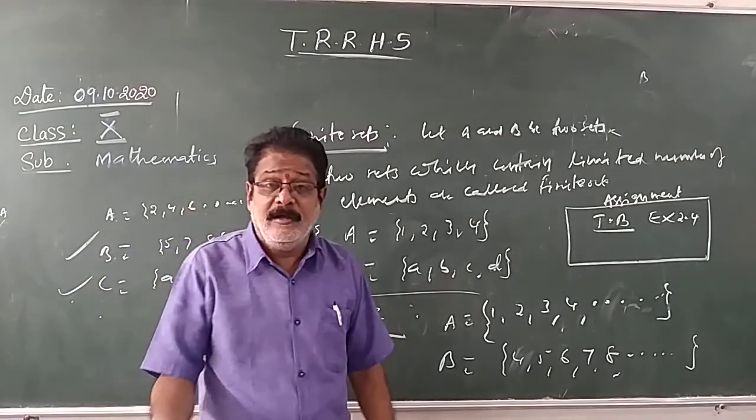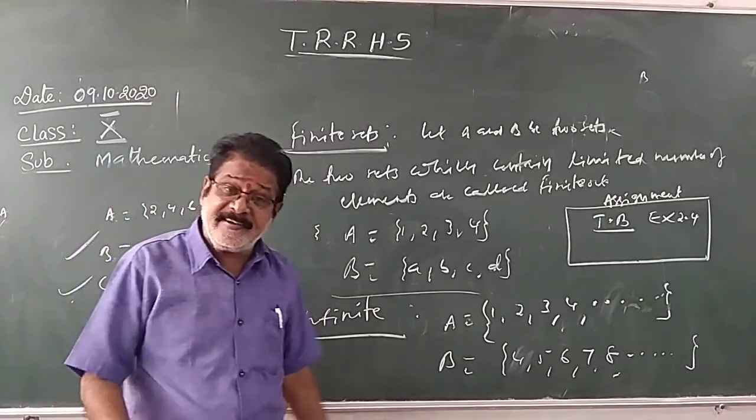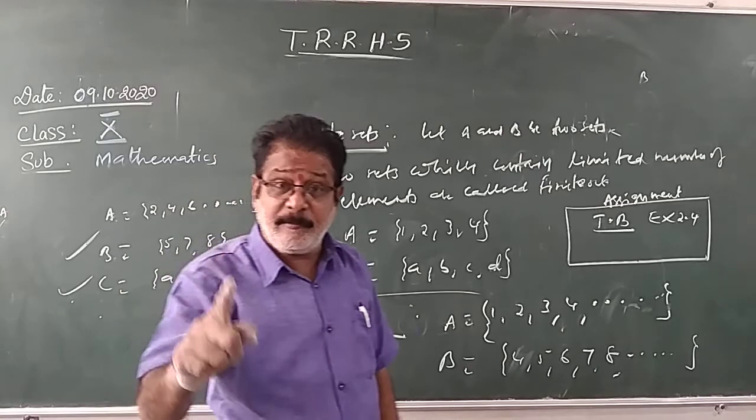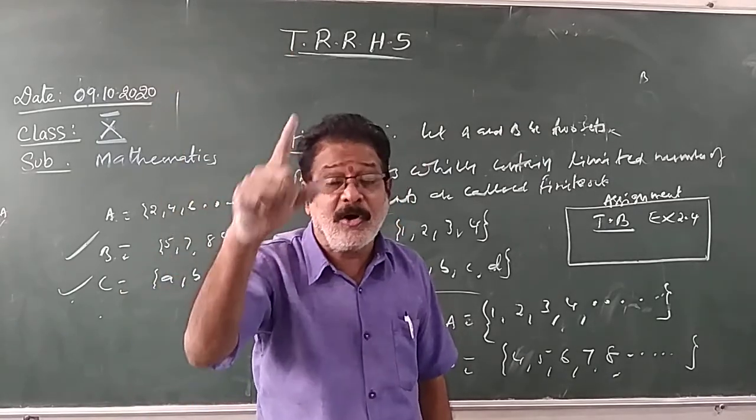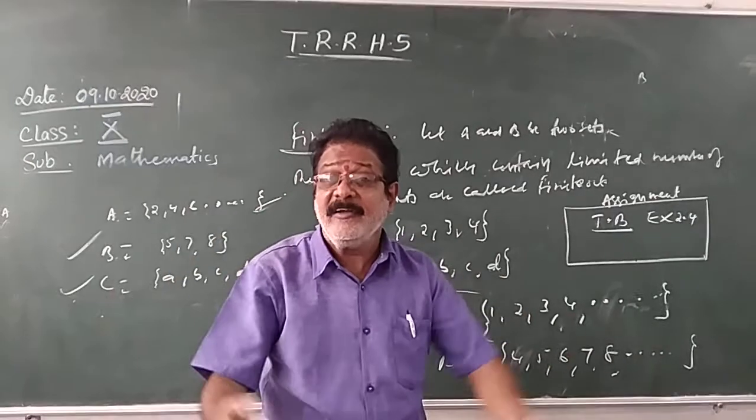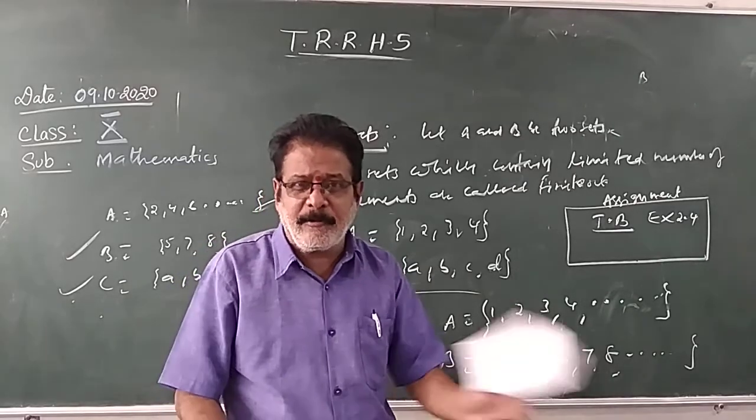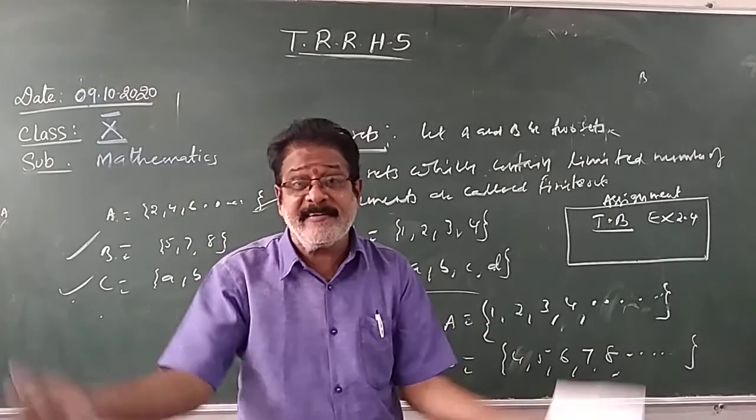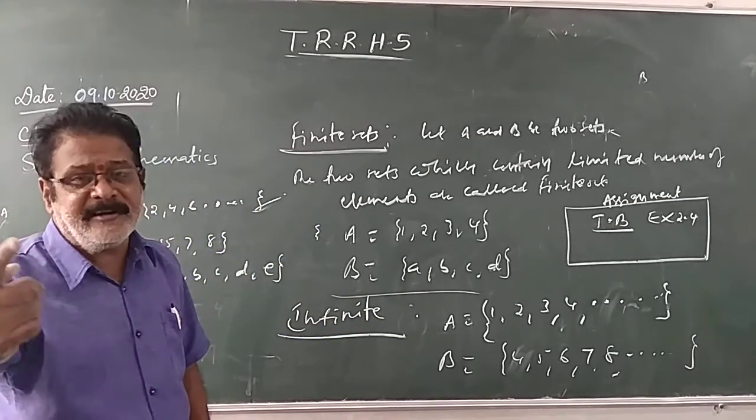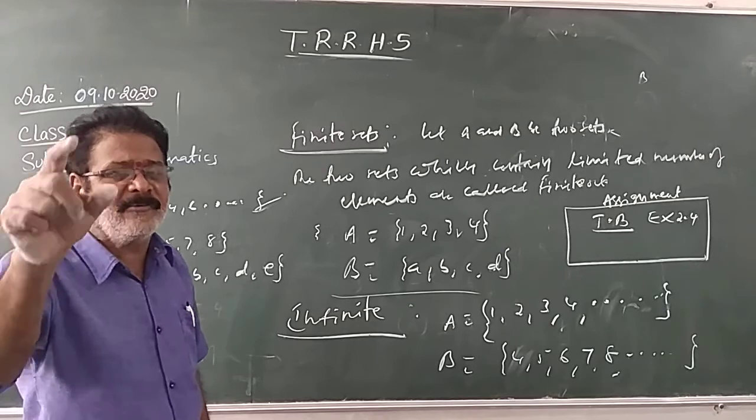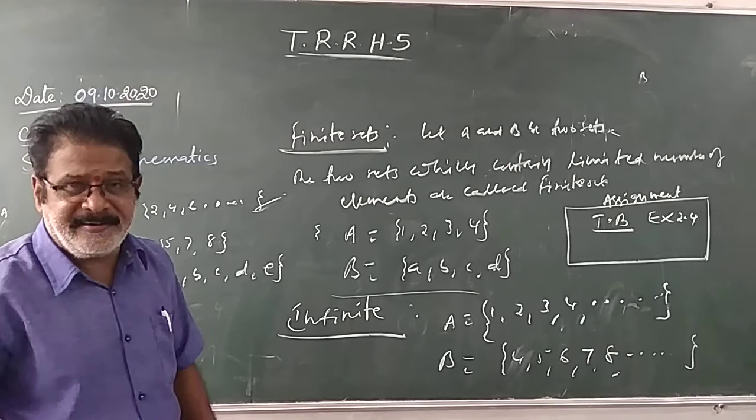Today we discussed equal sets, equivalent sets, finite sets, infinite sets, and cardinal number. What a cardinal number is, is most important. Cardinal number means the number of elements in a set. If the cardinal number is the same, they are called equivalent sets. Equal sets means A is a subset of B and B is a subset of A, then we can say A equals B. Finite means a limited number of elements. The set which contains a limited number of elements is called a finite set. The set which does not contain a limited number of elements is called an infinite set.